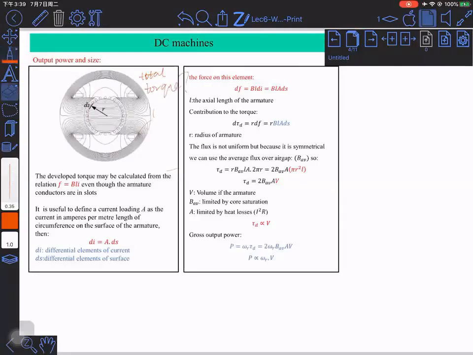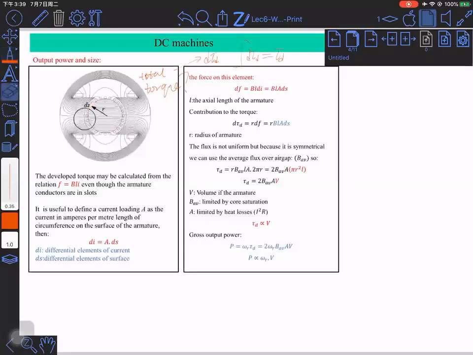Think about this. We have to use the same technique as we used before. Firstly, we try to find out the torque which is imposed, or we say exerted, on each infinitesimally small part on this armature circuit. And then we integrate them to find the total torque, tau d, here.